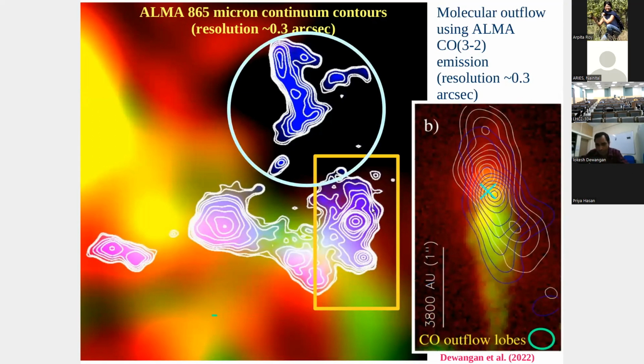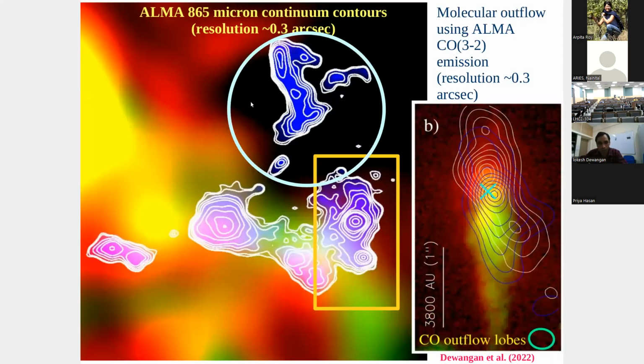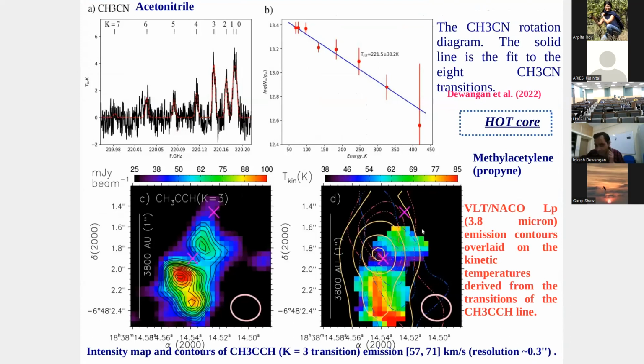And also if you look at the north, you see there is an outflow, material is there, soaked gas is there. The background is the H2 image, overlaid with the molecular line data. This is S13CO plus. We can also use the other lines and determine the temperature of the core, and we found that this really is a hot core.